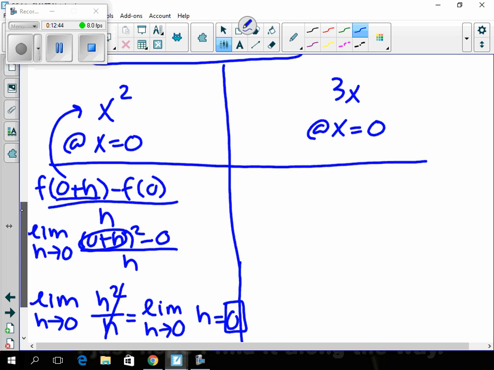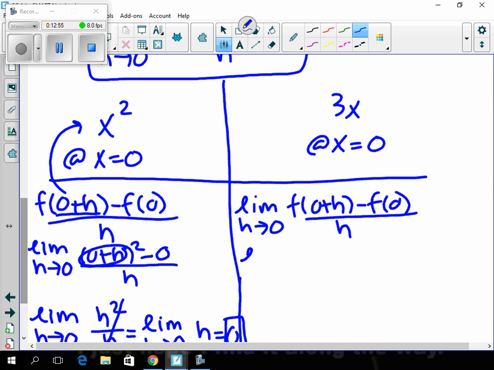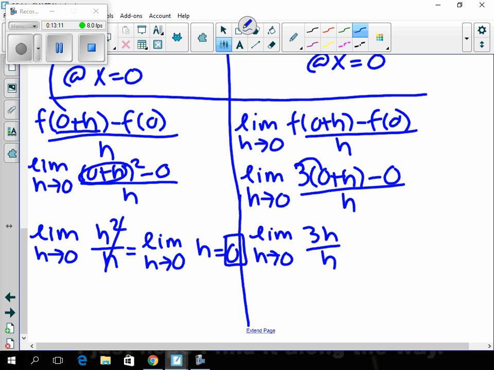Now we're going to look at the derivative of 3x. So I'm going to take the limit as h approaches 0 of f of 0 plus h minus f of 0 all over h. When I simplify this and plug this into my function, I'm going to get 3 times 0 plus h minus 3 times 0, which is just 0, all over h. When I distribute my 3, all I'm left with is 3h over h. Those two cancel, so the limit as h approaches 0 of 3 is just 3.